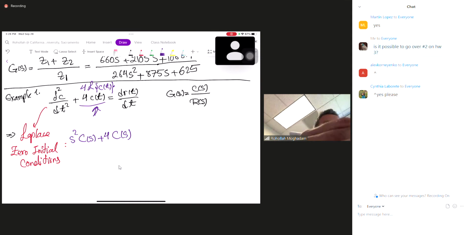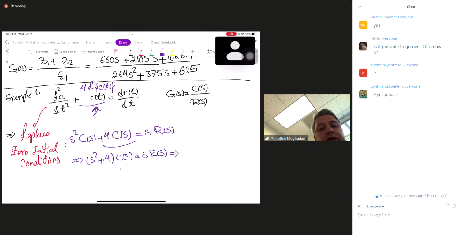If you see some number like plus 4 alone, then the Laplace transform of that number becomes 4 over s. But if you have something multiplied with the number, a constant, you just put the main function in the frequency domain. And that becomes s R of s. Now, if I do some simplification and factor out C of s, the transfer function becomes s over s squared plus 4.